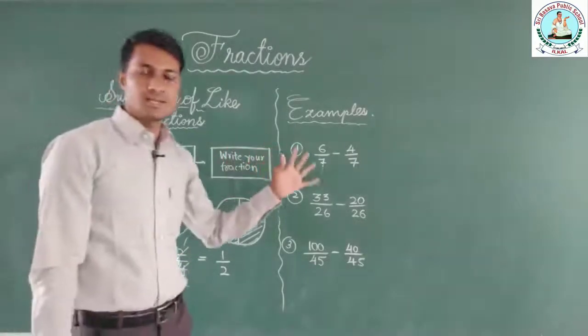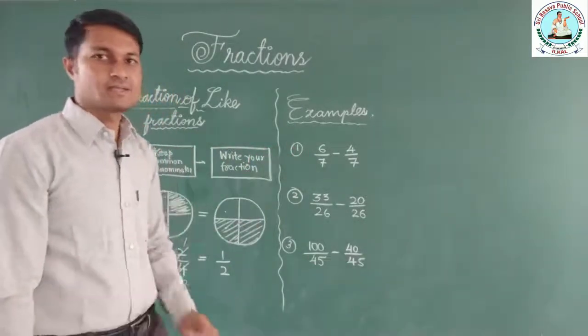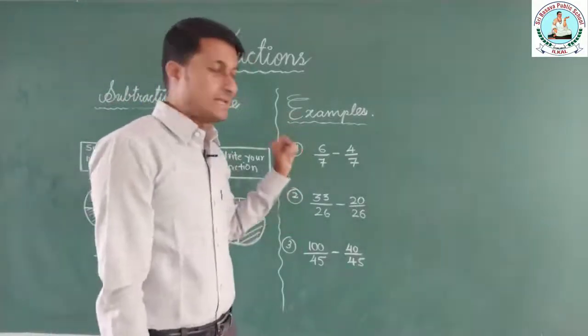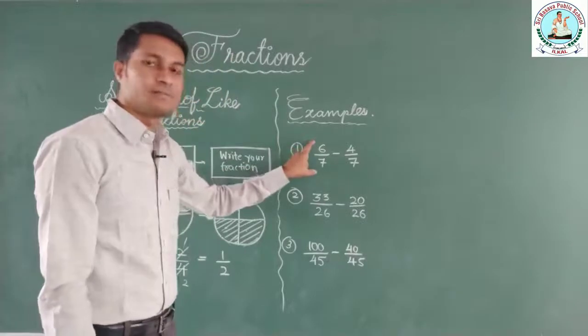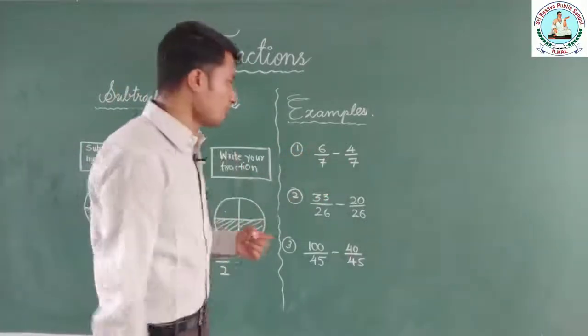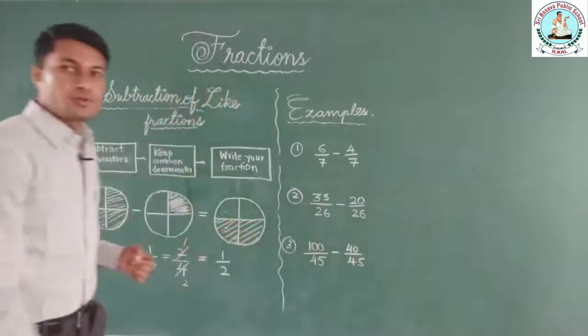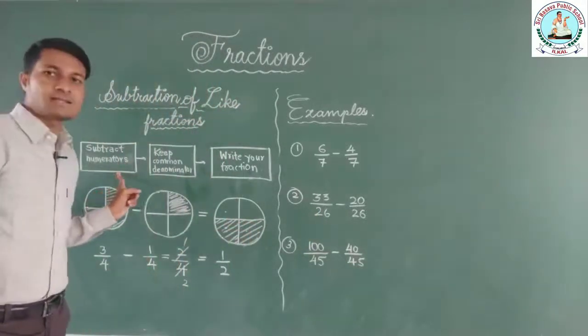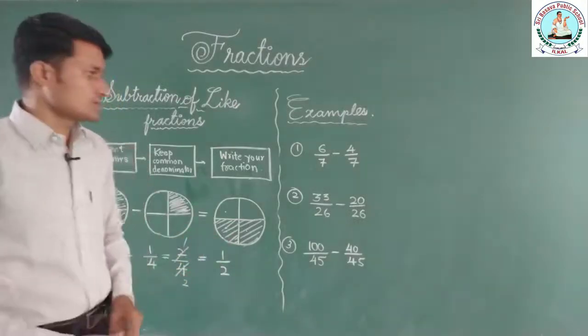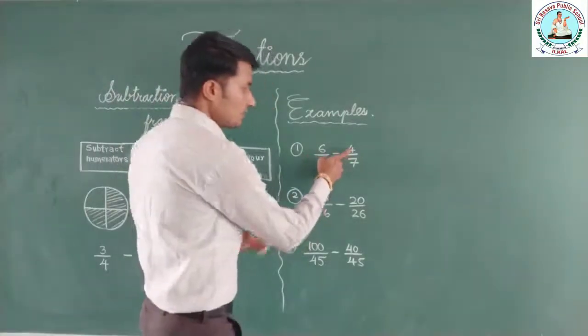Let us try to understand the subtraction of like fractions with the help of some more examples. So first of all, your first number is 6 by 7 minus 4 by 7. So this is the first example that you got. As I said, follow the 3 steps. First step is to subtract the numerators. We usually subtract a smaller number from the bigger number. So here this is the smaller number and this is the bigger number.